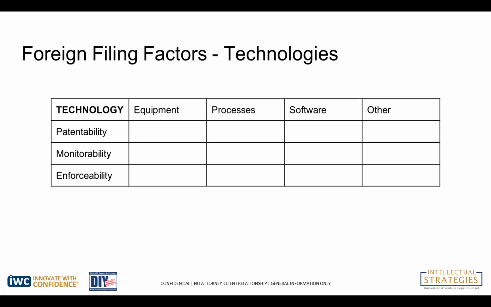Similarly, you can think about which jurisdictions will allow you to enforce your patent rights efficiently. Some countries make it very difficult or don't have very mature patent systems, and so it's extremely difficult to enforce even if you're able to get patents and monitor your competitors' use of those technologies. If you're unable to enforce your patent rights efficiently, you might decide to forego pursuing patent rights in those countries.